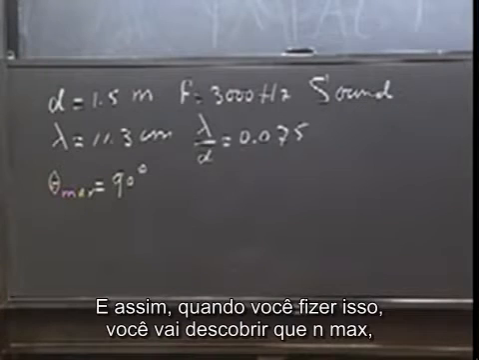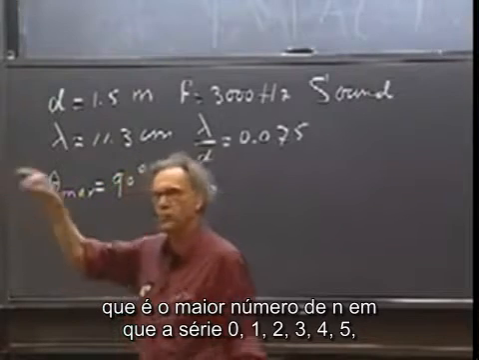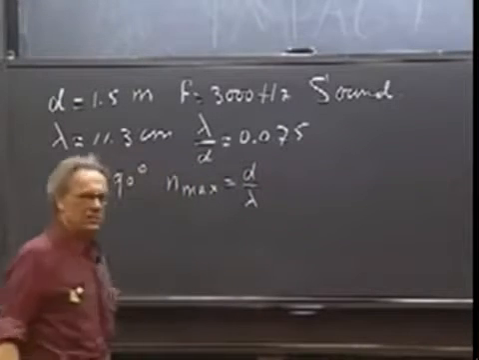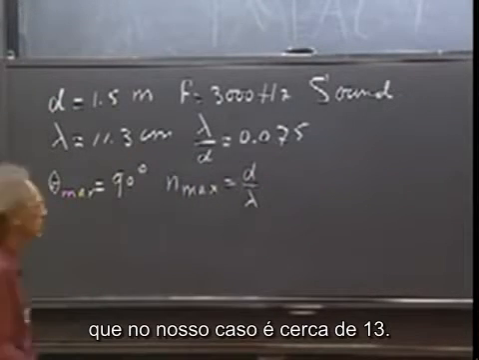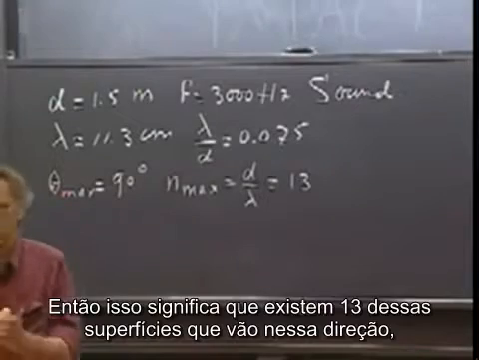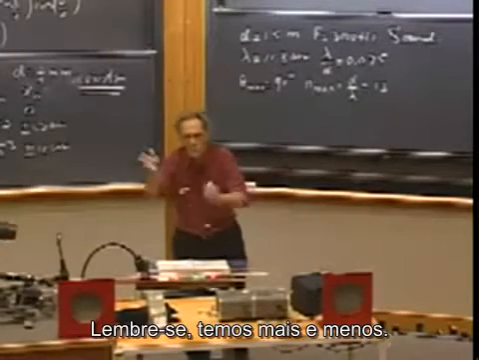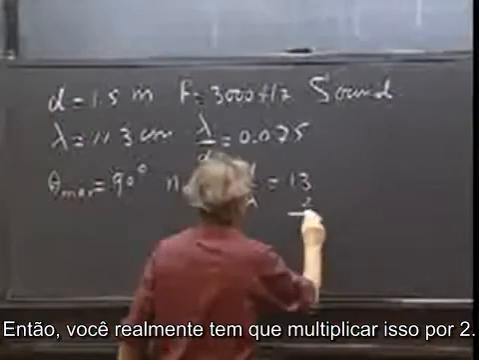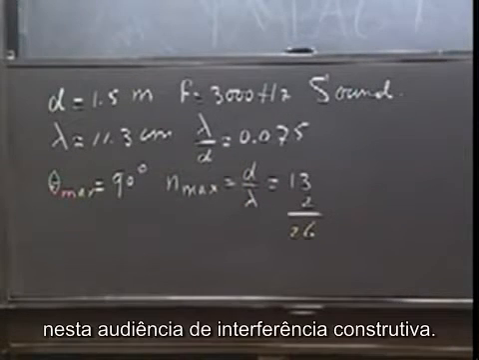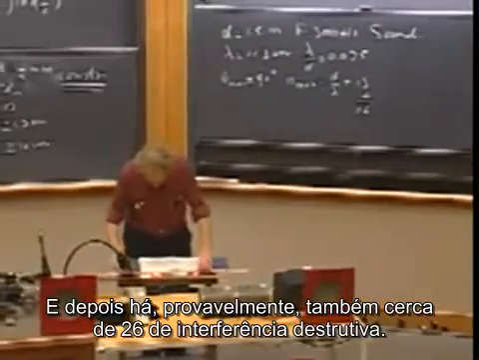And so when you do that, you'll find that n max, that is the highest number of n in that series 0, 1, 2, 3, 4, 5, that n max is then d divided by lambda, which in our case is about 13. It is 1 over this number. So that means there are 13 of those surfaces going in this direction, but there are also 13 going in this direction. Remember, you have plus and minus. So you really have to multiply this by 2. And so there are 26 surfaces, no more and probably no less, in this audience of constructive interference. And then there are probably also around 26 destructive interference.